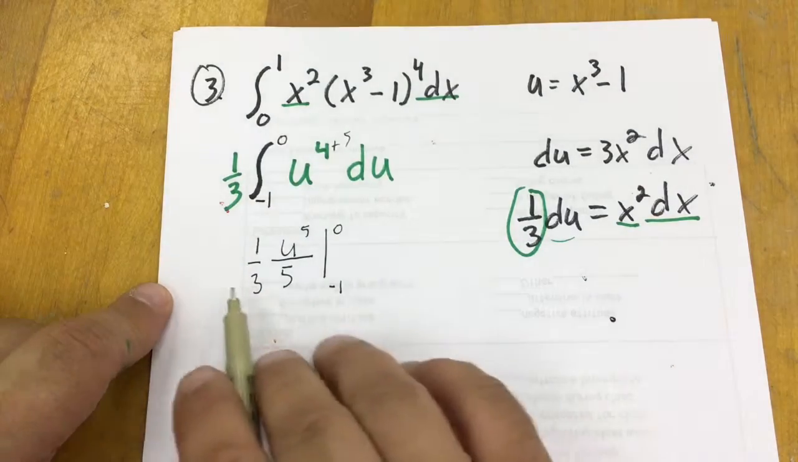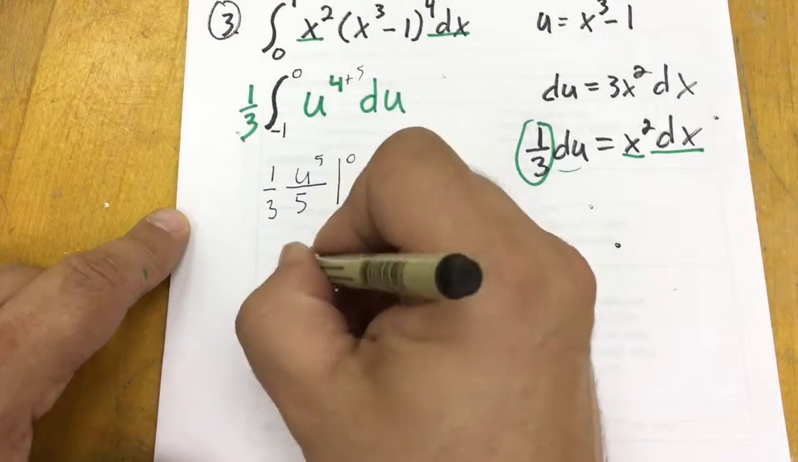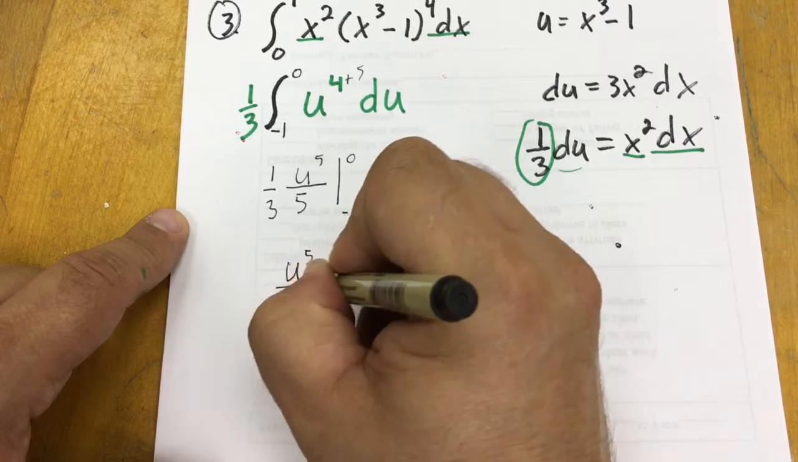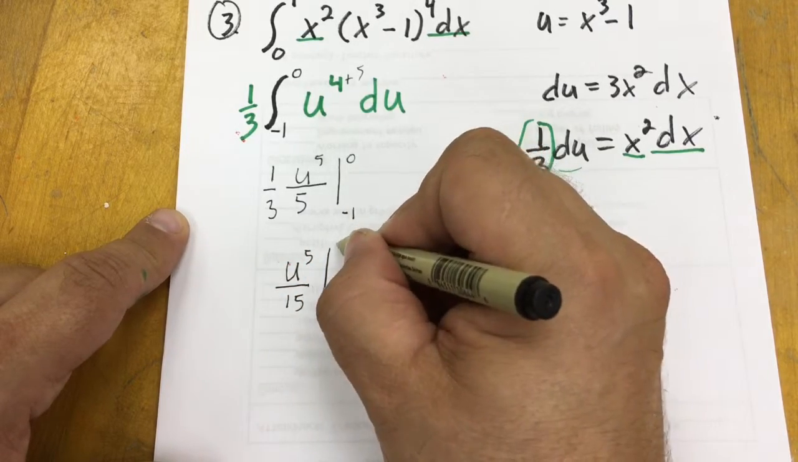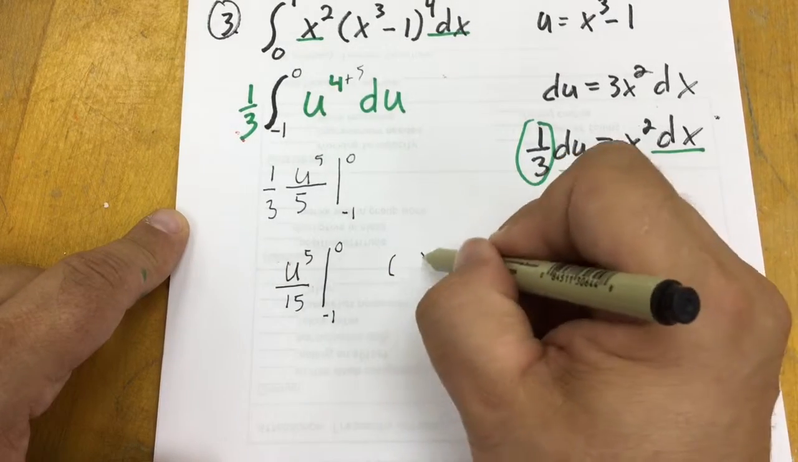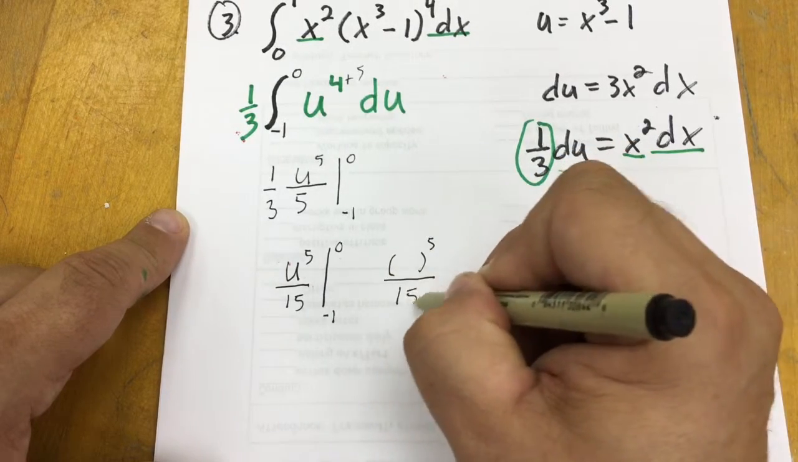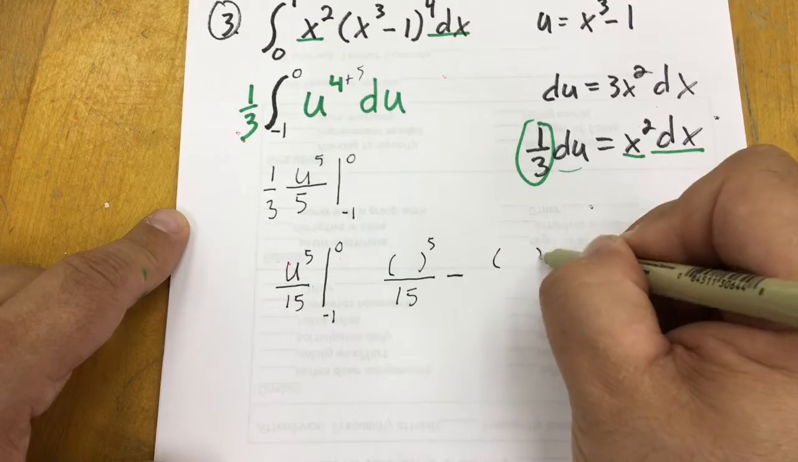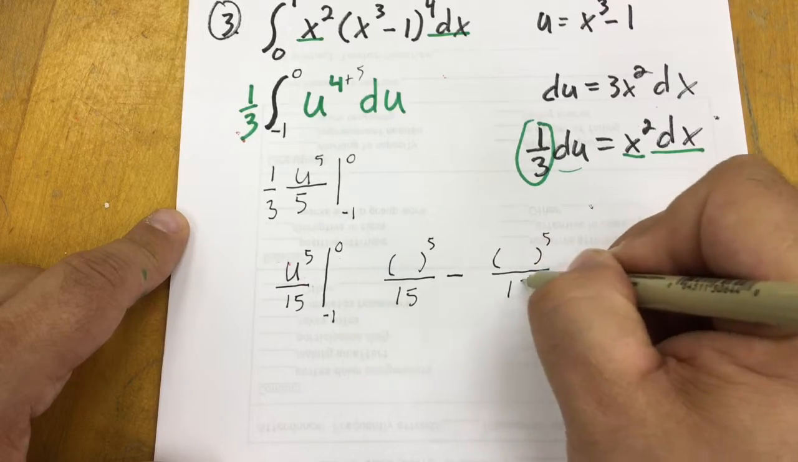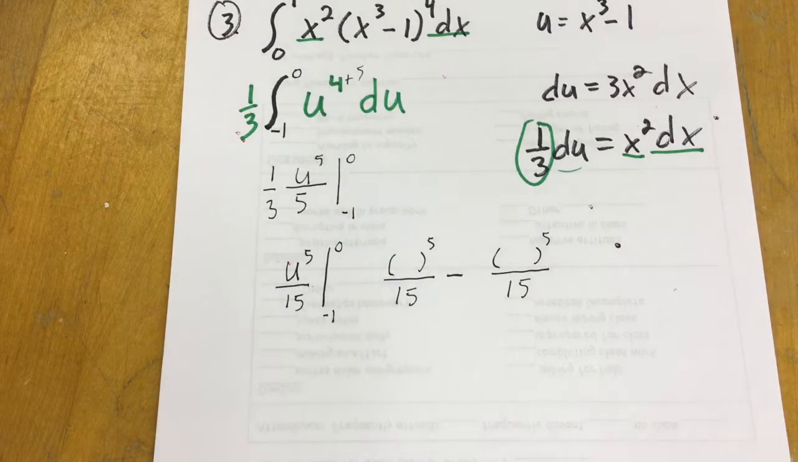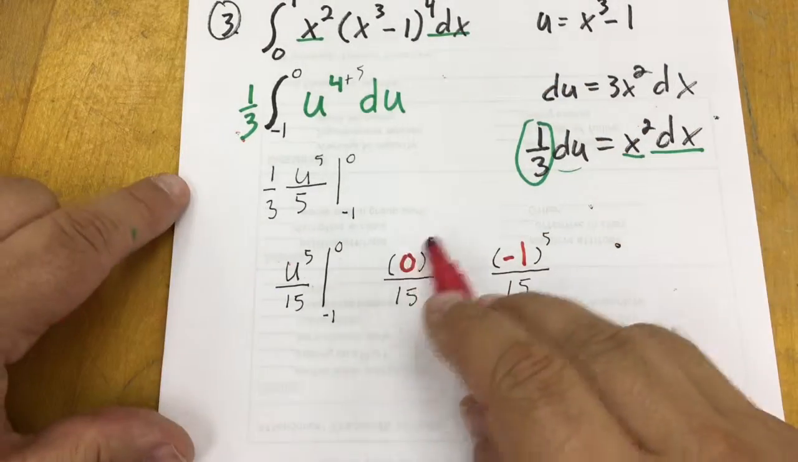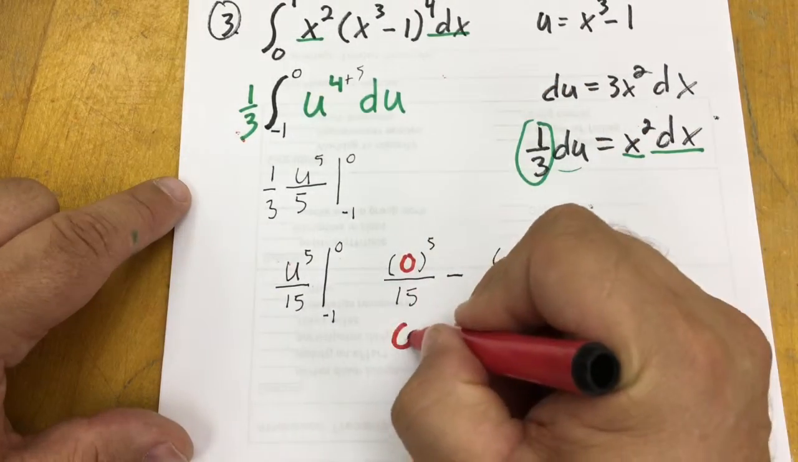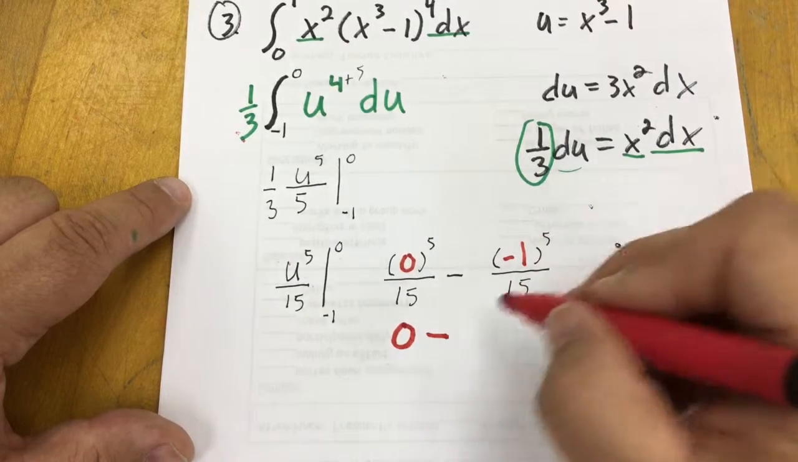So now what I need to do is simplify this a little bit further. That's going to give me u to the fifth over 15 on the closed interval from -1 to 0. And now that's going to give me something to the fifth over 15 minus something to the fifth over 15. And the values I throw in those parentheses are 0 and -1. Now 0 to the fifth is 0. 0 divided by 15 is going to give me 0 minus -1/15.